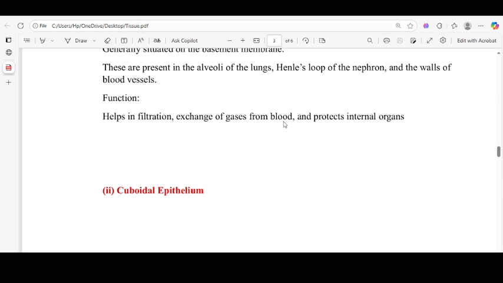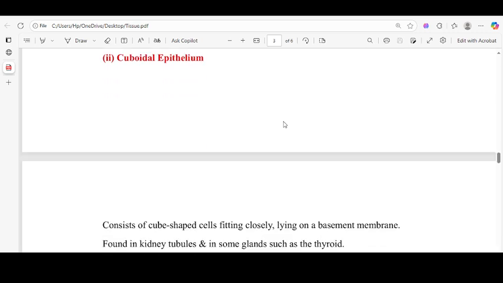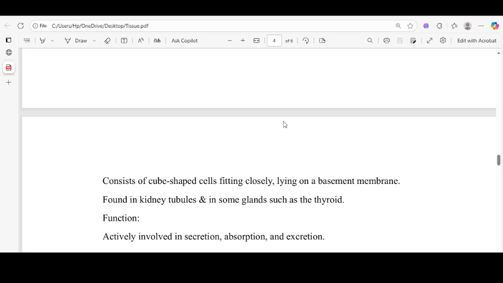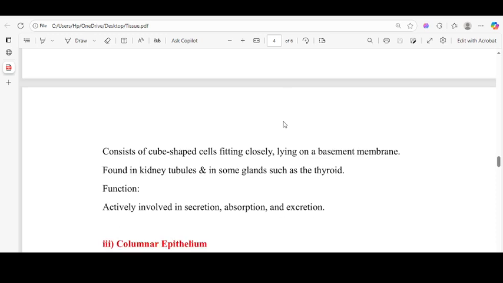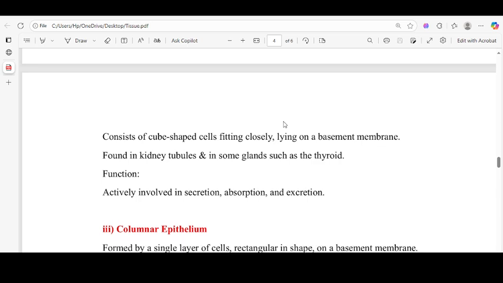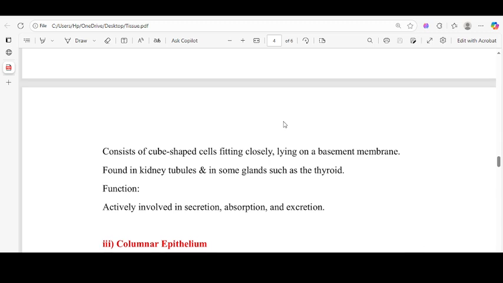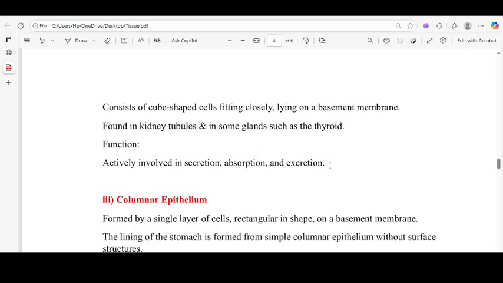And second is the cuboidal epithelium tissue. The cuboidal epithelium tissue consists of cube-shaped structures fitting closely and lying on the basement membrane, and is found in the kidney tubules and some glands such as the thyroid. And the main functions of the cuboidal epithelium tissue are secretion, absorption, and excretion.